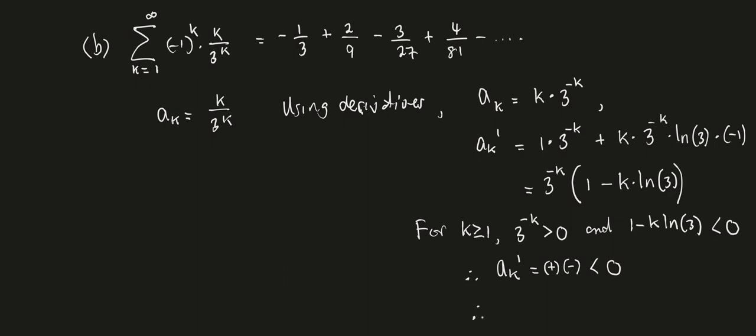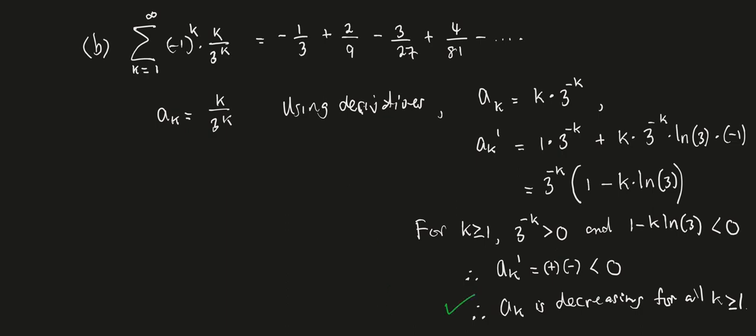So therefore, a sub k is decreasing for all k greater than or equal to 1. All right? So that's good. I'm going to put a green check mark right here, and say that is our first property that is now satisfied.